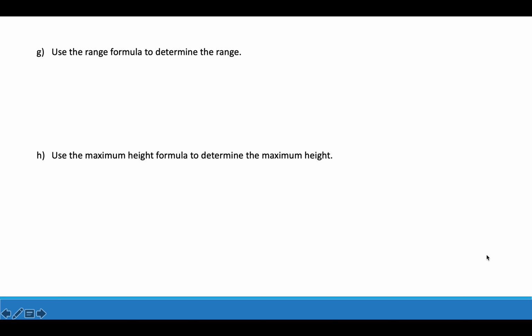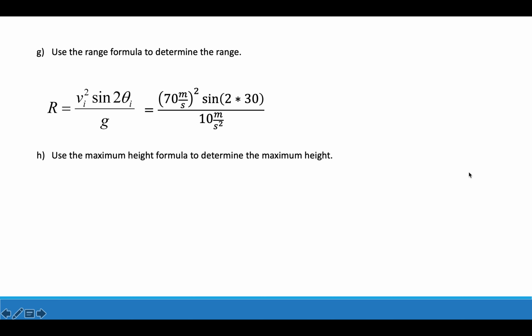We're getting a little bit ahead in the question, but we could also use the range formula to determine the range of this projectile. And the range formula says that the range is equal to the initial speed of the object squared times sine of twice the angle divided by gravity. The initial speed is 70 meters per second, so I would need to square that, times sine of twice the angle, which is 30 degrees, so twice 30. And then divide by gravity.